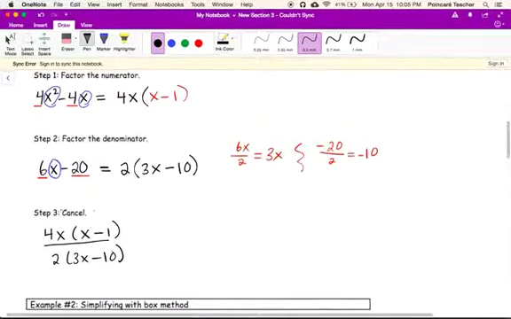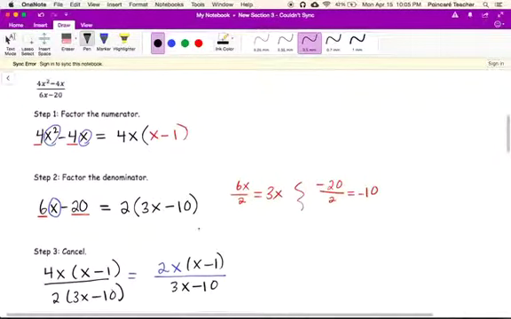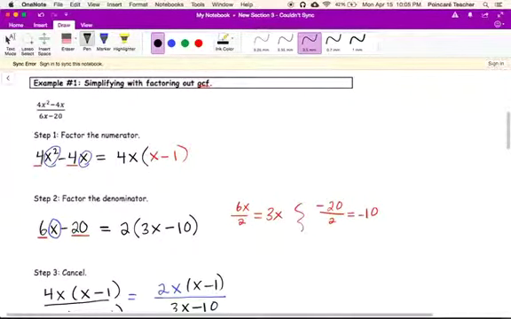And now here's the part where you cancel out. I'm going to look at the numerator and denominator and try to reduce as much as possible. I see 4 divided by 2 here, so that reduces to 2. And there's no x in the denominator, so that x has to stick around. Then I see a factor of x minus 1 and a factor of 3x minus 10. Those two aren't the same, so they have to stay where they are. So it'll be 2x times x minus 1 over 3x minus 10. Therefore, the simplification of the original expression is this.